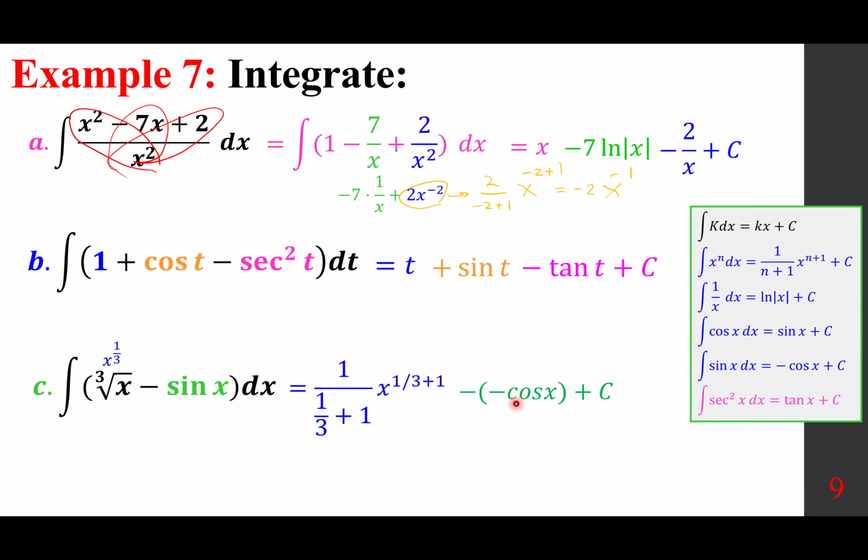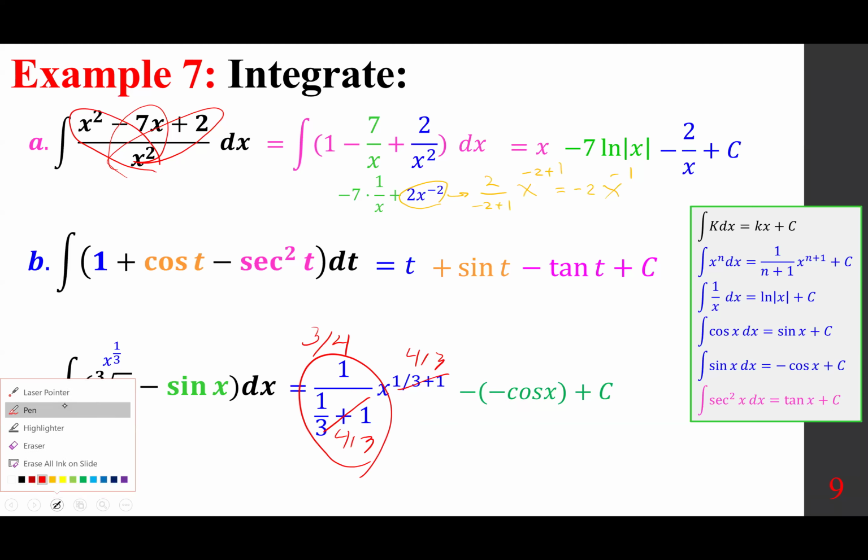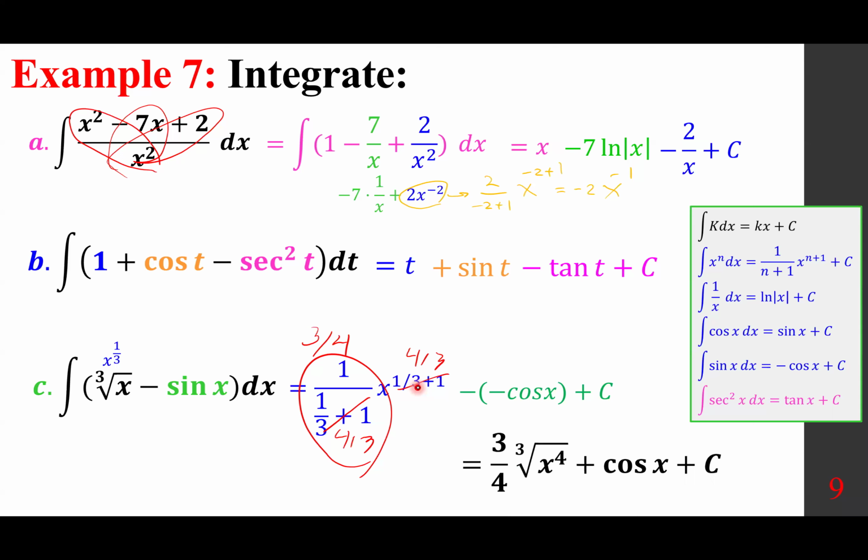And so obviously this becomes plus. What happens here? 4/3. The reciprocal of that, 3/4. So 3/4 x to the power of 4/3. X to the power of 4/3, we can write it as cube root of x to the power of 4. Minus and minus becomes plus. So 3/4 cube root of x to the power of 4 plus cosine x plus c is the final answer.